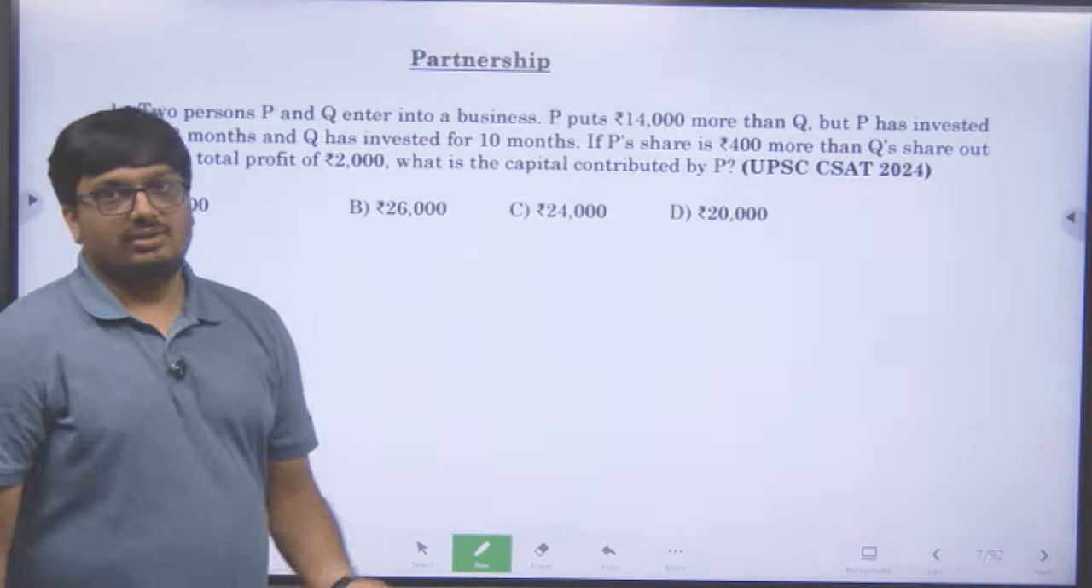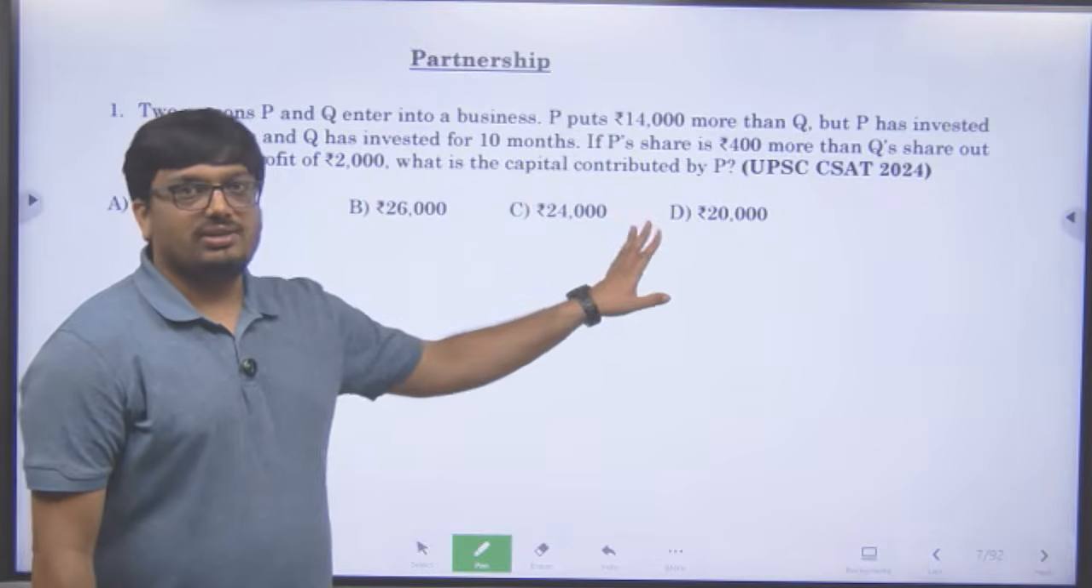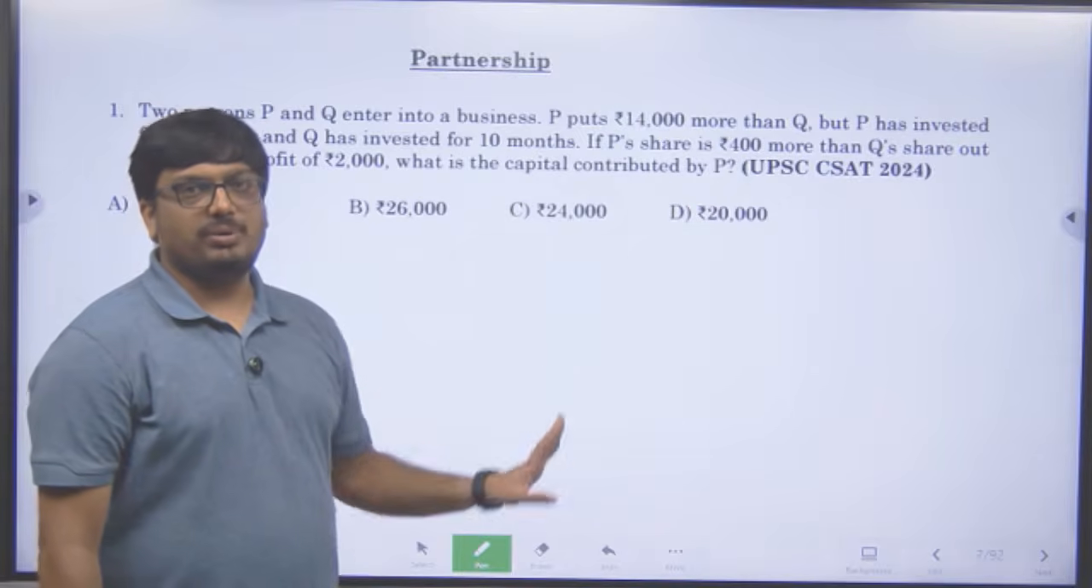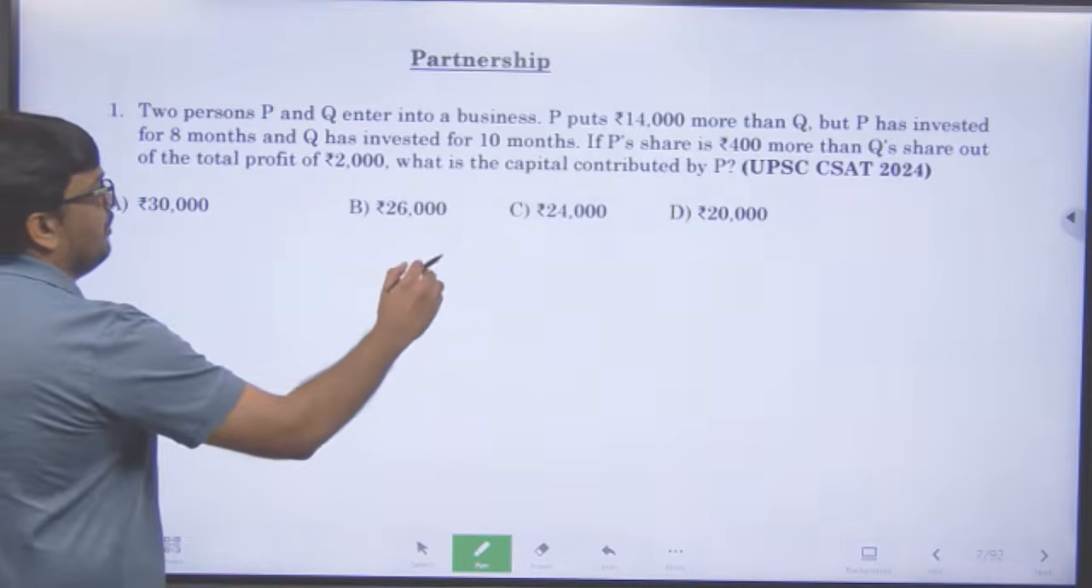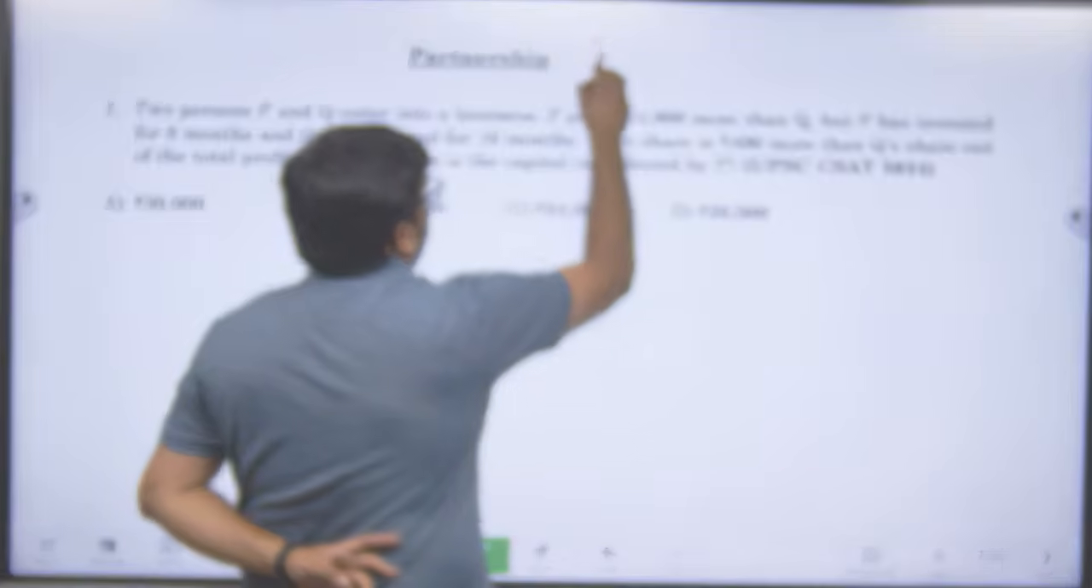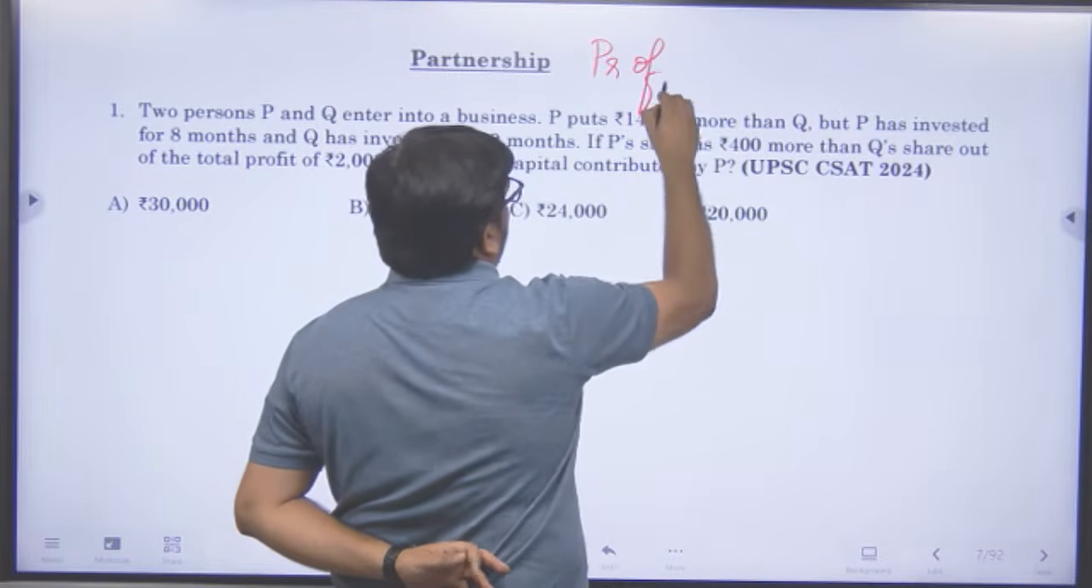Partnership. Ratio and proportion we have solved. Then we'll move to the partnership. Partnership, one thing you should remember, that is the relationship between profit, investment and time.